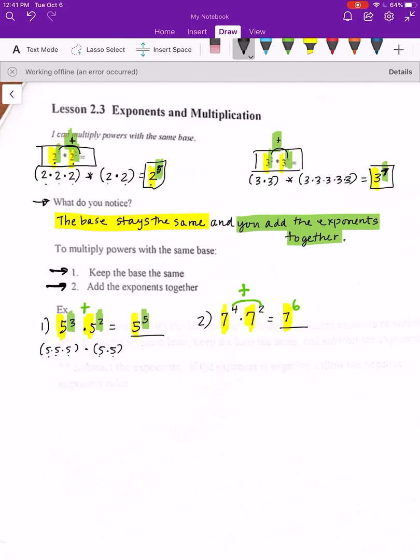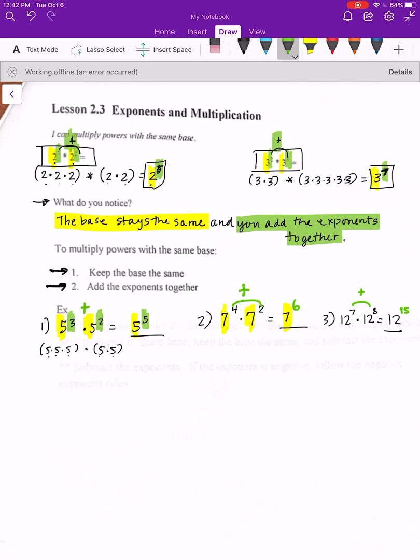Okay, here we go. One more. Number 3, I'm going to squeeze in over here. How about 12 to the 7th times 12 to the 8th? So keep your base the same, which would be 12. You add your exponents together. So 7 plus 8 would be 15. So 12 to the 15th power.